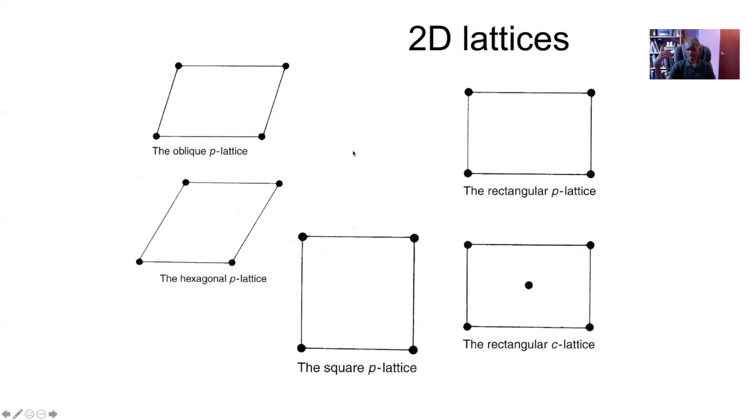It turns out there are only five possible ways of arranging a regular set of points, a periodic set of points in two dimensions. Every other possibility that you try will fall into one of these five patterns. And that means that if you are looking at wallpaper, printed wallpaper, in principle, there are only five different patterns that you can find if you look carefully.